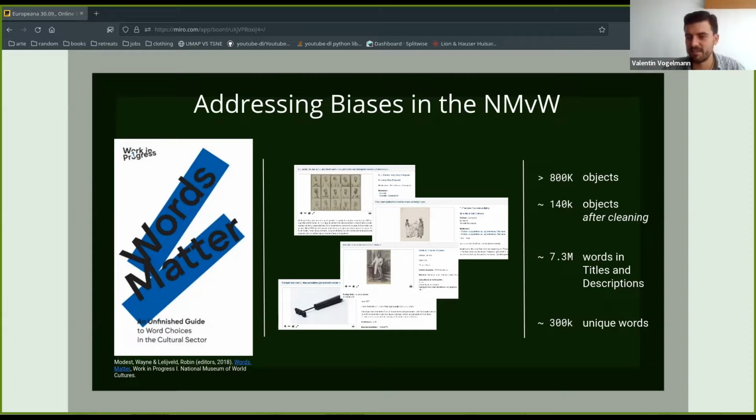And we have roughly 7.3 million words in the titles and the descriptions of objects, which makes for 300,000 unique words, so a vocabulary of 300,000 words. Now, the Words Matter publication, I think, consists of 90 words at the moment. So I think this can give you an idea of what kind of scales we're dealing with. And as I tried to make clear, these researchers really have the scale of what they're dealing with.